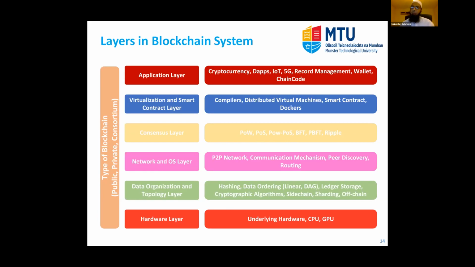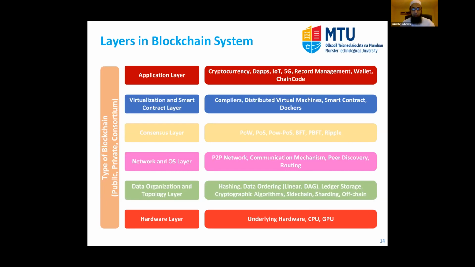All these things will come under the virtualization and smart contract layer. And on the very top, we have the application layer, in which we have different applications using blockchain system. We can have vertical applications as well. We can have cryptocurrency. We can have distributed applications. We can have wallet, and all these things will be considered under the application layer. So this is the general description about layers in blockchain system.